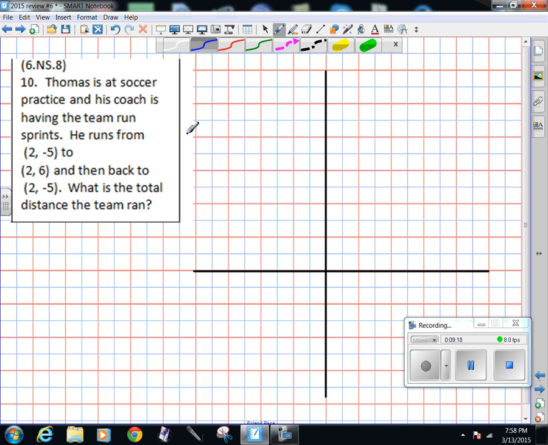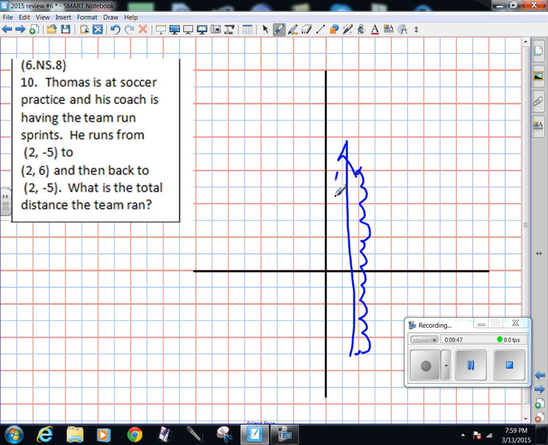Thomas is at soccer practice. His coach is having his team run sprints, so he runs from 2, -5, 1, 2, 3, 4, 5, to 2, 6. So how far did he run? Well, he ran 1, 2, 3, 4, 5, 6, 7, 8, 9, 10, 11. But then he said, so he ran from 2, 5 to 2, 6, and then he ran back again. So what's the total distance?